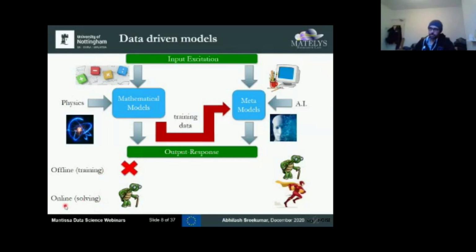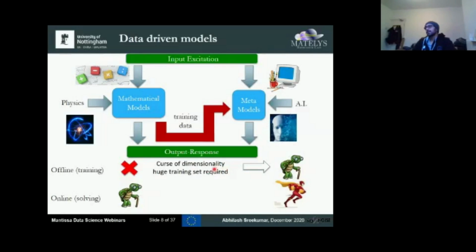The online procedure, when solving it, the mathematical model takes a lot of time, whereas the artificial intelligence-based model, that is the meta model, is very quick. This is the trade-off. That is, the offline procedure for a meta model can be a little slow, but when you're actually using it live, it can be very quick.